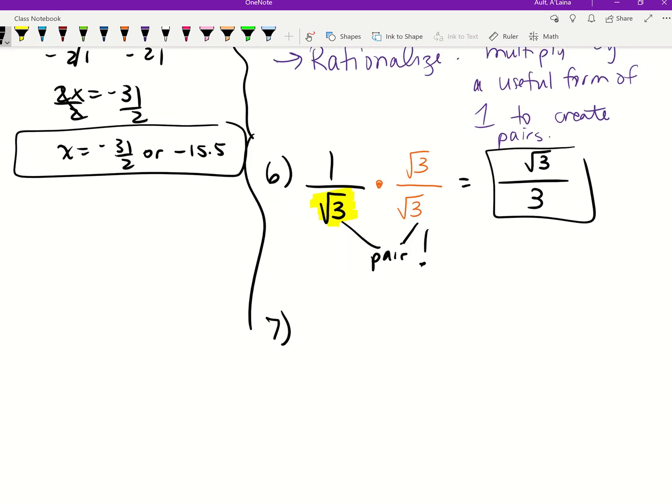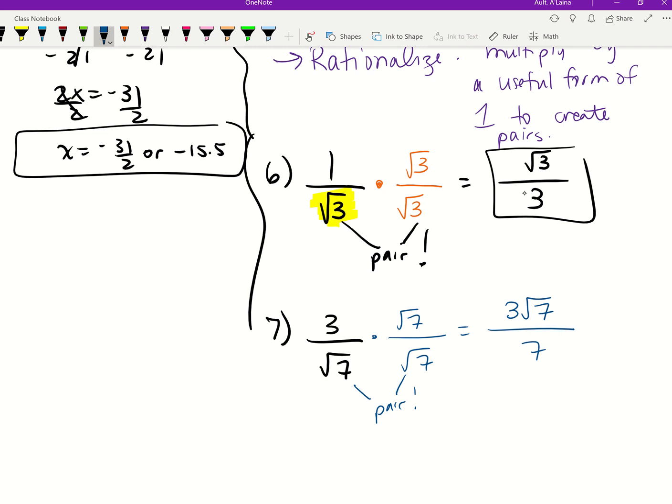Sometimes you might have something like this, 3 over the square root of 7. I cannot simplify this. I cannot fraction reduce. There are no factors here to form a factor tree. So I'm going to multiply by root 7 over root 7, which is a form of 1. This is called rationalizing. On the top, the 3 is on the outside. It stays on the outside. That would be 3 root 7. On the bottom, this forms a pair. This is whole number 7.